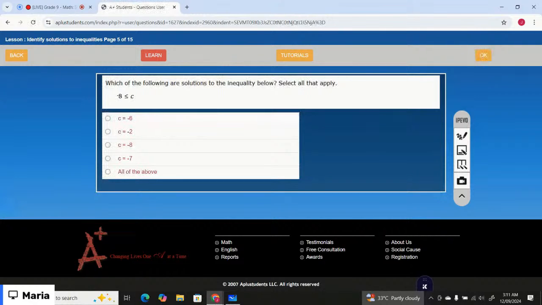Which of the following are solutions to the inequality below? Negative 8 is less than or equal to c. So which is the correct option?